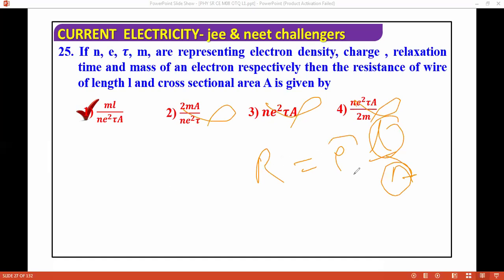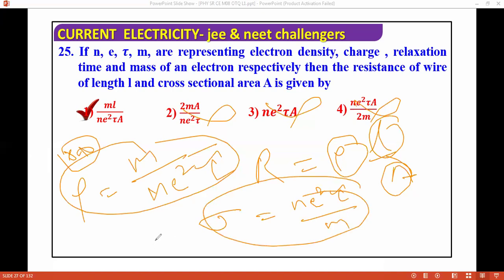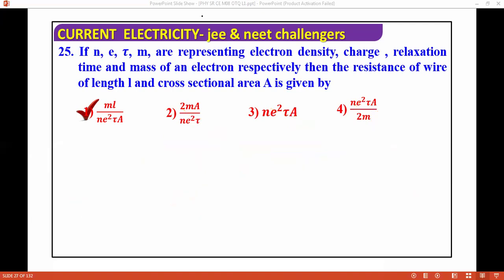If you know, definitely you know rho is what? Rho is m by n e squared tau. It's a very, very important and brutal concept. Without knowing this, you can't expect good marks in your examination. And sigma is what? n e squared tau by m. Please take care of this relation, and definitely you can beat the questions fast. Next, we are moving to the next question.